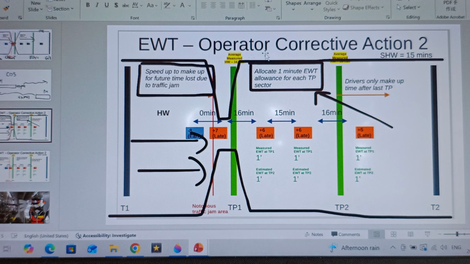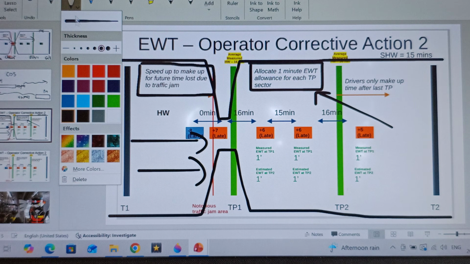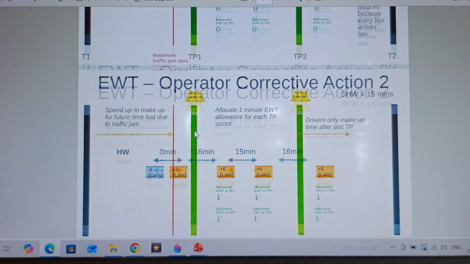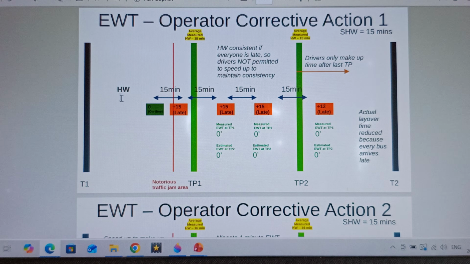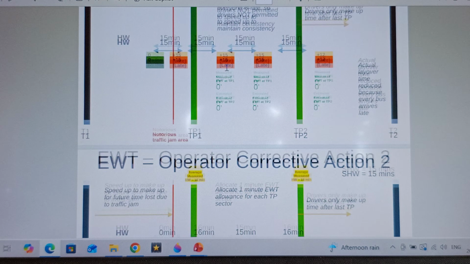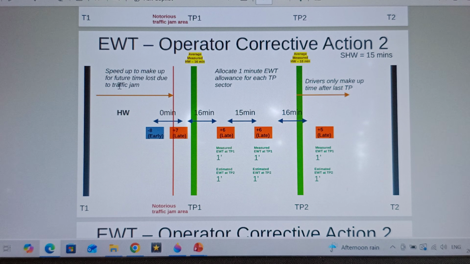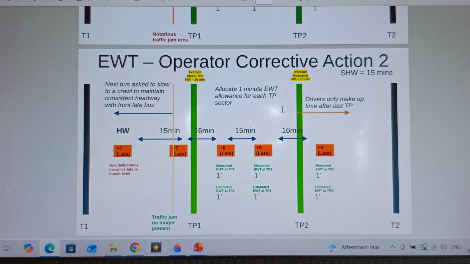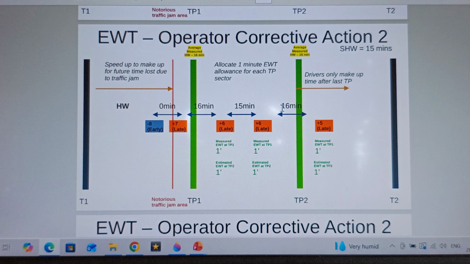Okay, so I was saying that the operator corrective action tool, as compared to just this operator corrective action 1, and then I was saying speed up and allocate 1 minute estimated waiting time. So that was that solution. The next one is the final slide, by the way. Okay, back to this.